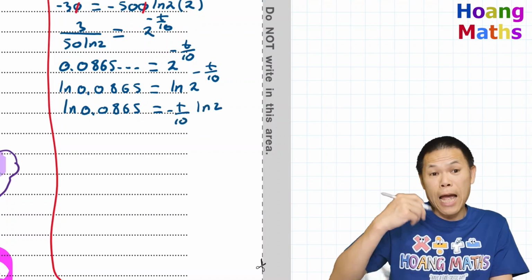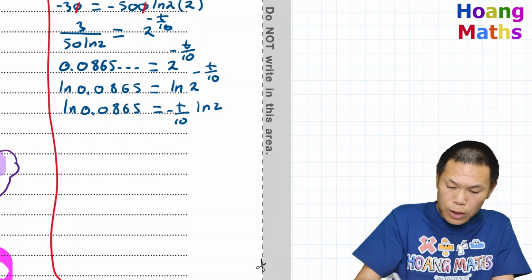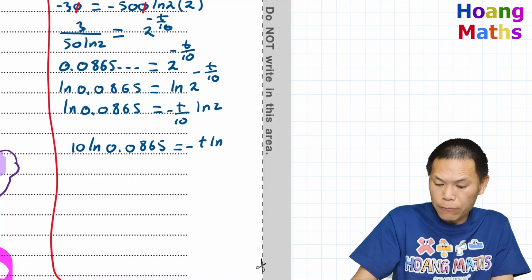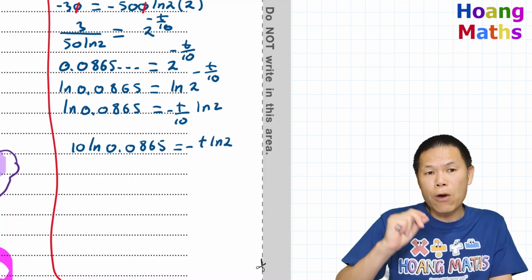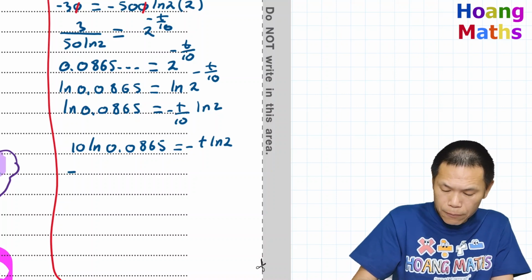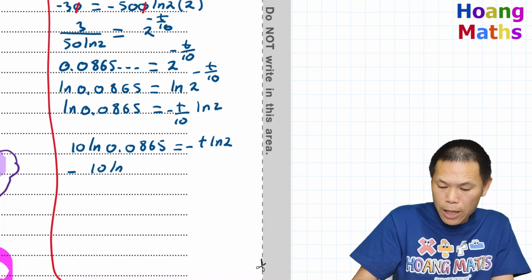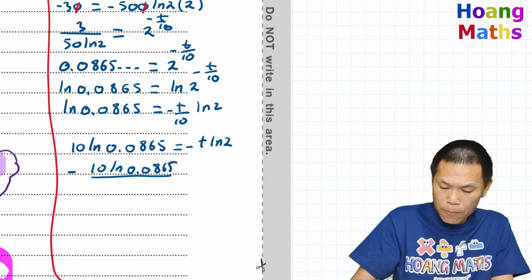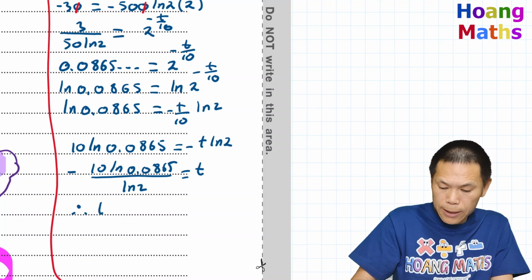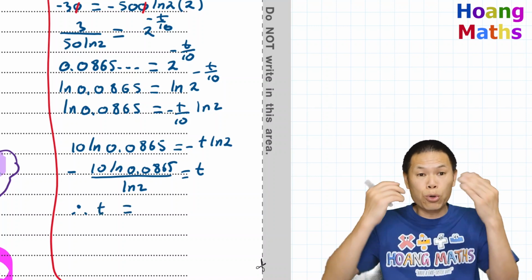So now I times 10 on both sides. So that will give me 10 ln of 0.0865 equals negative T ln of 2. And I divide by negative ln of 2 on both sides. So that will give me negative 10 ln of 0.0865 over ln of 2. That gives me T.